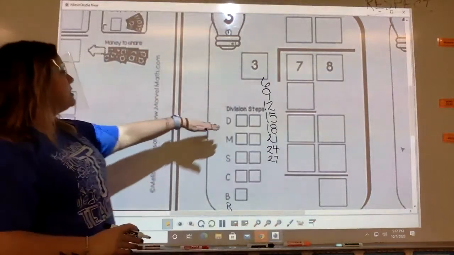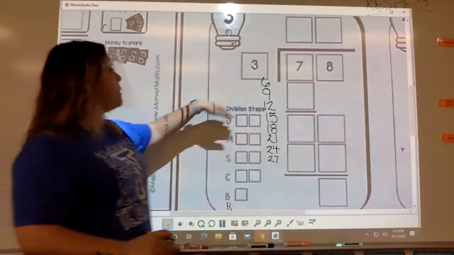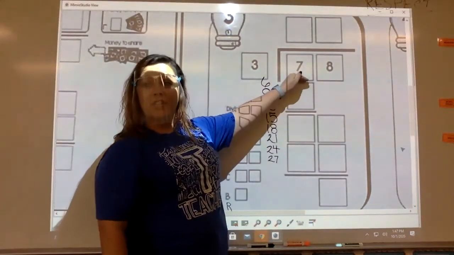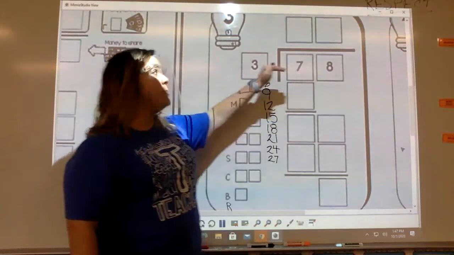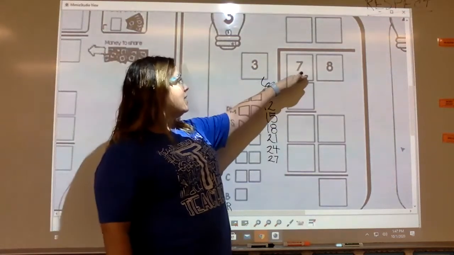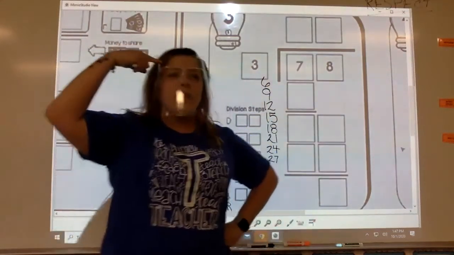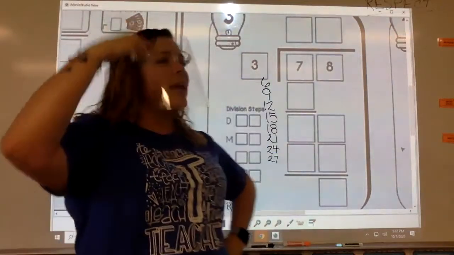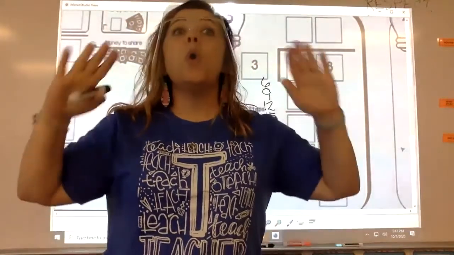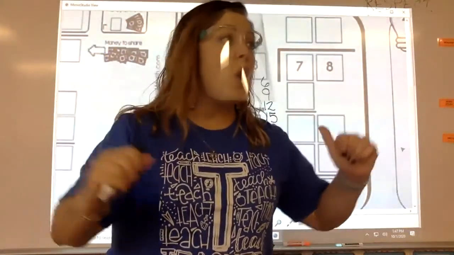All right, so our first step is to divide. Remember, we're going to look at the first digit in our dividend, and we're going to divide it by our divisor. So 7 divided by 3. So ask yourselves, how many times can 3 fit into 7 without going over?